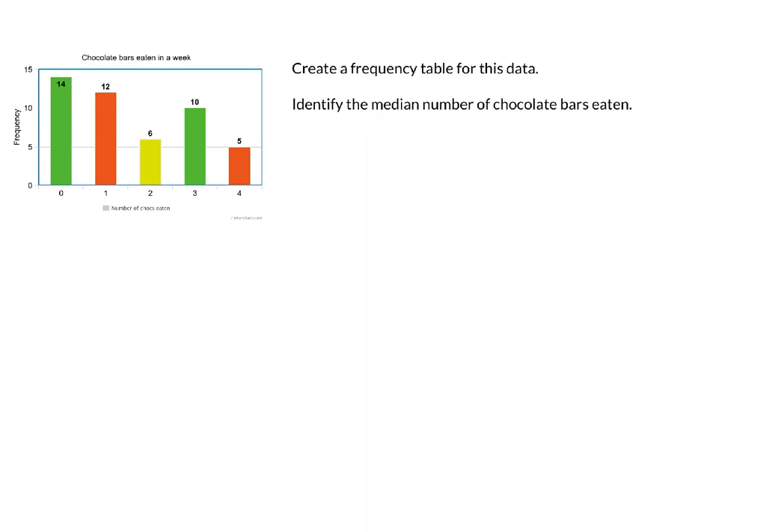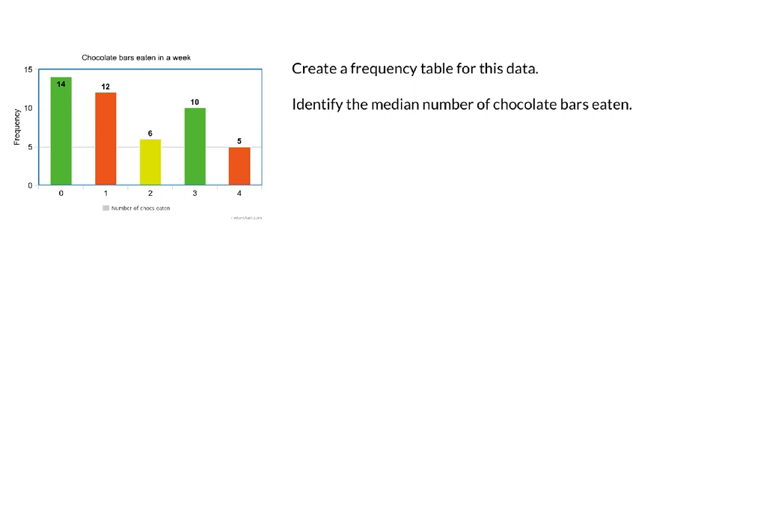So if we just look at this bar here, there are 12 people. So 12 people ate one chocolate bar. Here we have 14 people didn't eat any, and 5 greedy people had 4. And it says identify the median number of chocolate bars eaten from a frequency table. So let's do a frequency table.